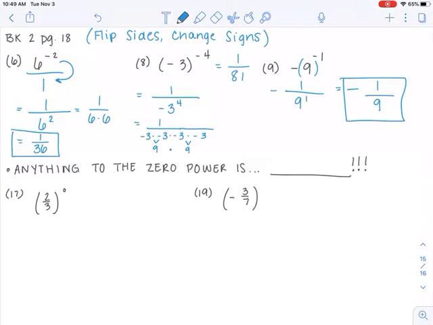Now, also it talks about in the pink box that any expression to the 0 power is 1. So again, anything to the 0 power is 1. This is very important to know, so please know that. So looking at number 17, we have 2/3 to the 0 power. Anything to the 0 power is 1. And that's all we do. 1 is our final answer there.